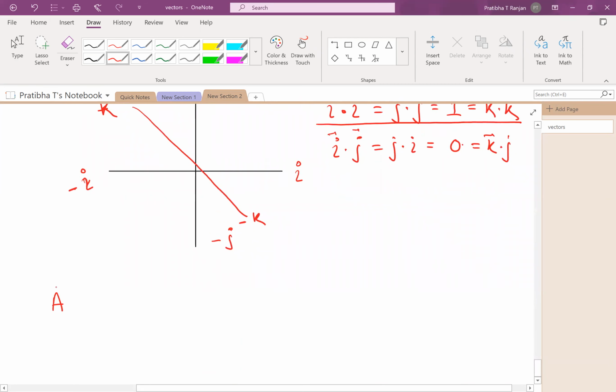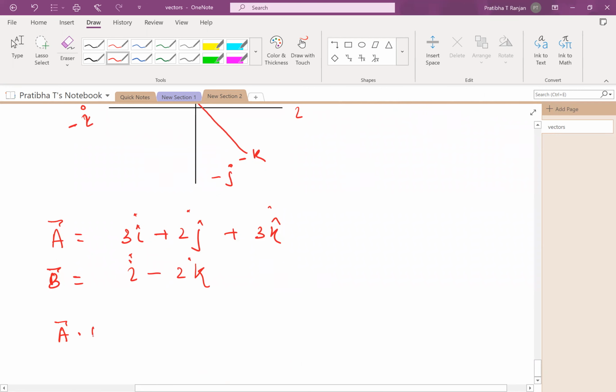They give us 3i plus 2j plus 3k, right? And vector b they have given as i minus 2k. Now we need to multiply it. So a dot b. We know only i to i, j to j, and k to k is going to exist. Apart from that, nothing else will exist, so no need to waste our time. You can write it directly like this.